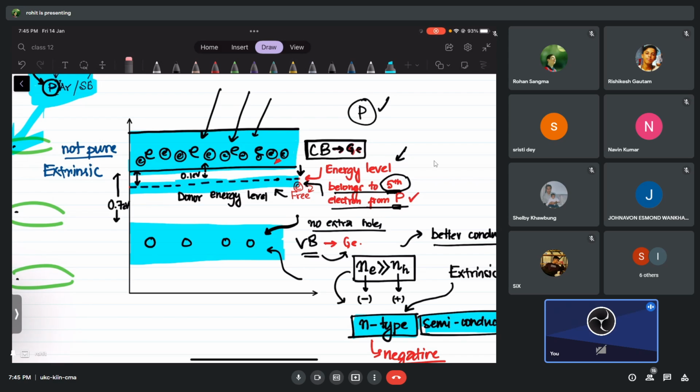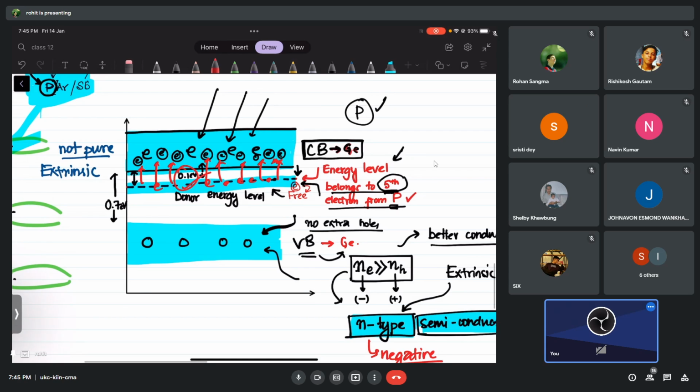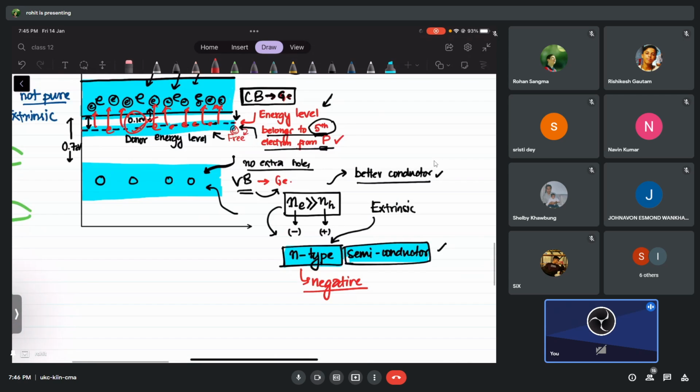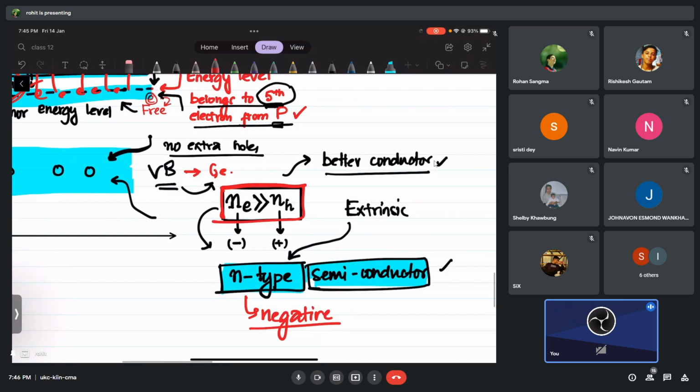And what can happen for these electrons? These electrons can easily go to which band? Conduction band, because the energy gap between these two is very, very little. And how much is the energy gap? I told you also, right? 0.1. Are you getting my point? So this is how you create a lot of electrons in the conduction band of germanium compared to few holes in the valence band of germanium.